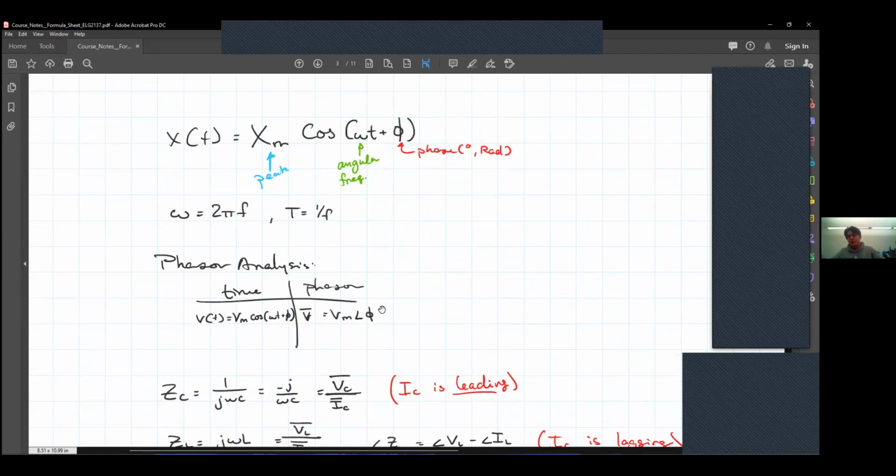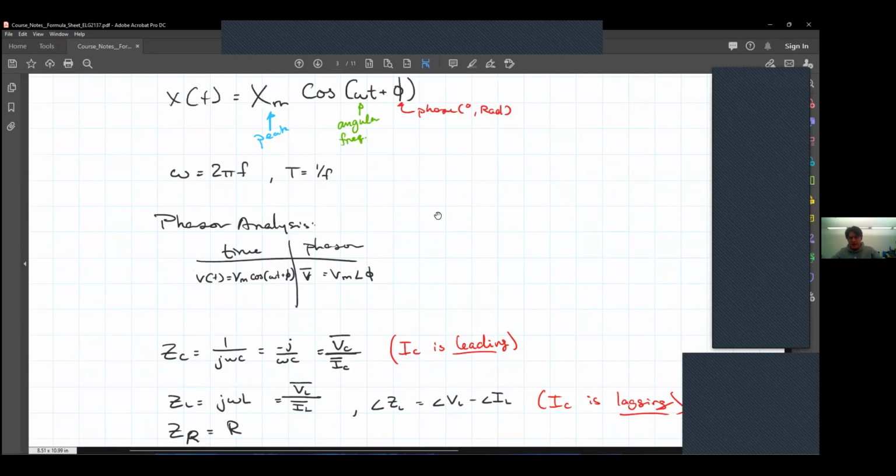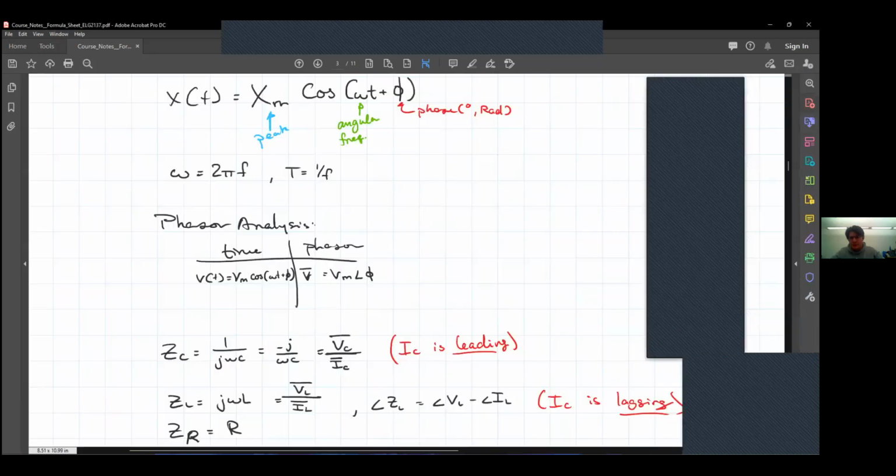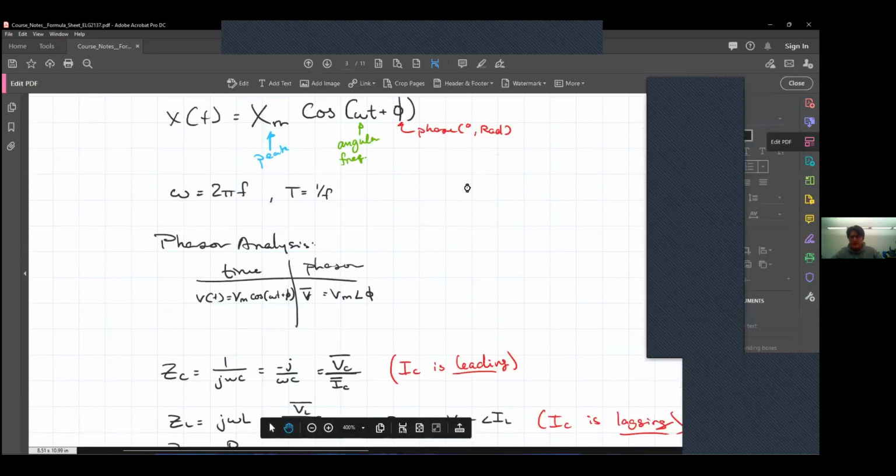Do note that there's another form, or actually there's two other forms of representing phasors. And I can write those in here as well. If you'll let me edit. Let's combine. There's edit.